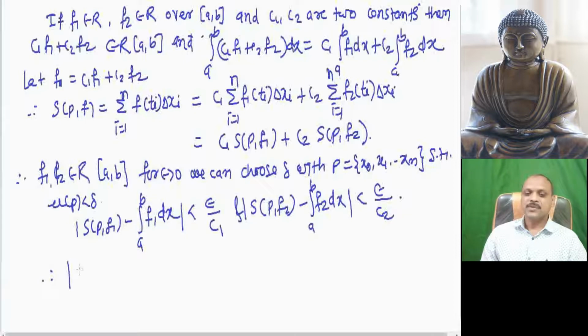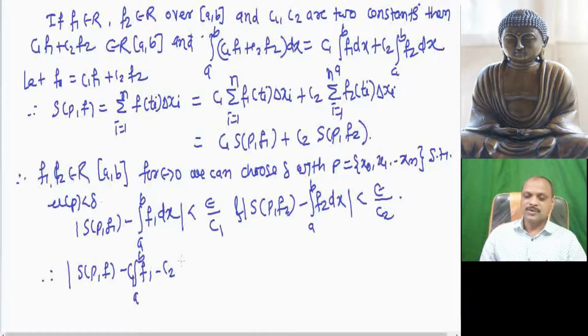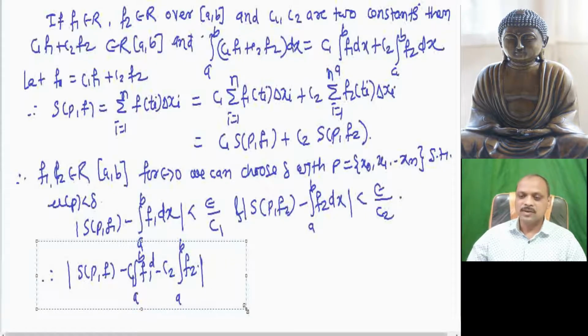Then mod of S(P, f) minus the integration of f, what is the integration? The integration of, we take here, c1 into f1 plus c2 into the integration of f2 between the limits a to b dx here. So let me write it properly. First we are now considering the Riemann sum.